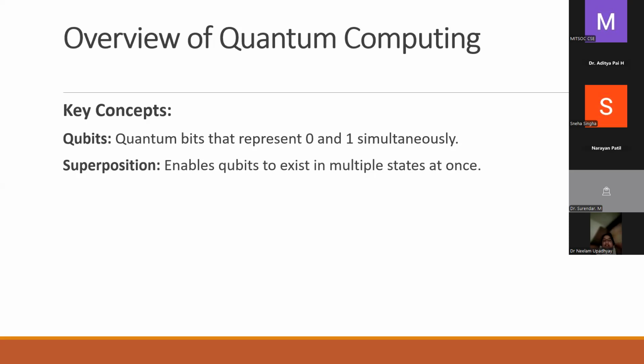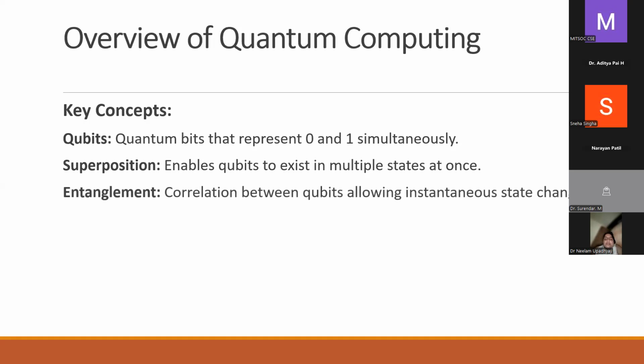So superposition is the fundamental principle where a qubit can exist in combinations of both 0 and 1 states at the same time. So it enables qubits to exist in multiple states at one time. That means it enables parallel computation, as a quantum system can process multiple possibilities simultaneously. Upon measurement, qubits collapse to 0 or 1 with certain probabilities.